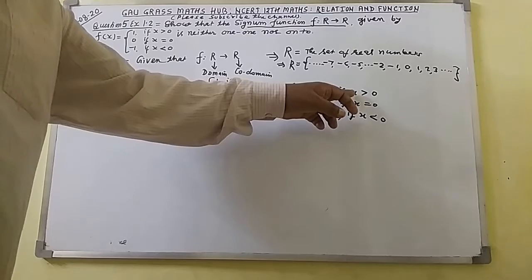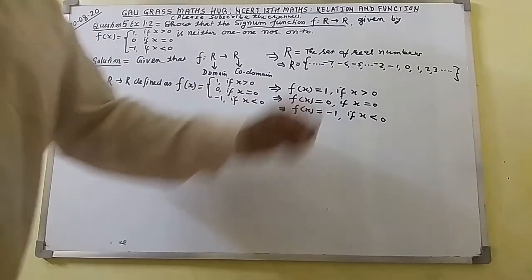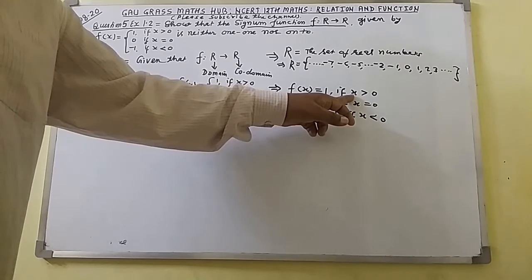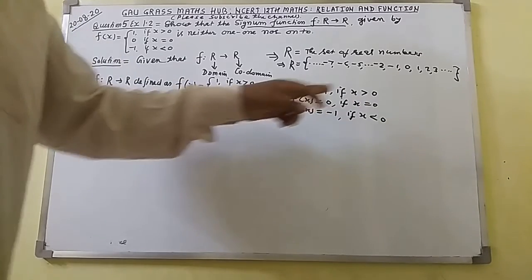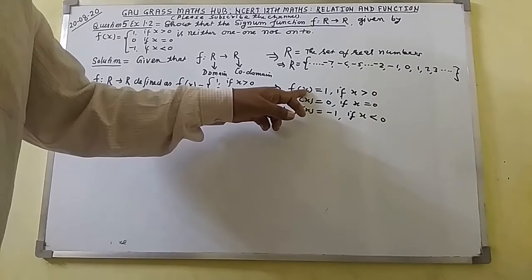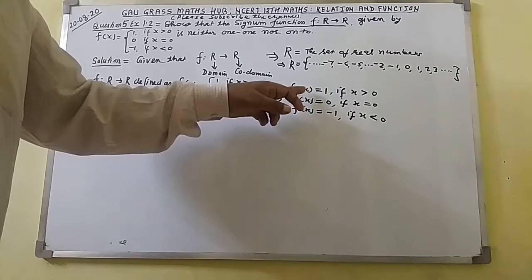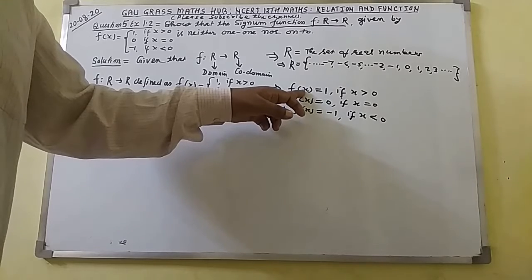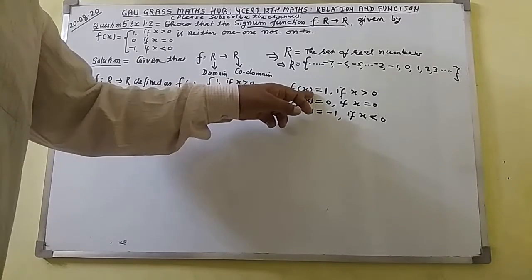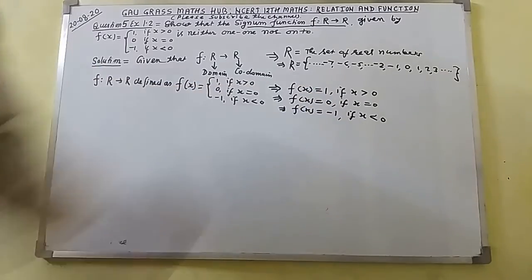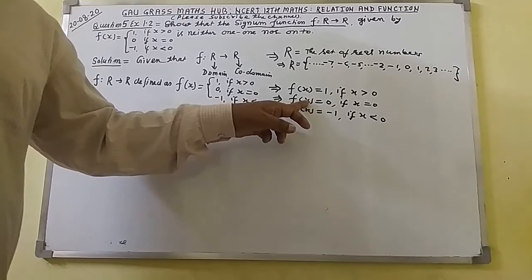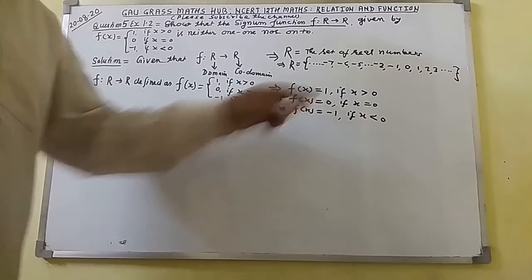Here you can see x is greater than 0. So the value of x can be 1, 2, 3, 4, 5, 6, 7. Whatever value of x you put here, that will be greater than 0. If you put x equal to 1, x equal to 2, x equal to 3, x equal to 4, in all cases the output will be 1. If you put x equal to 0, f of 0 will be 1.